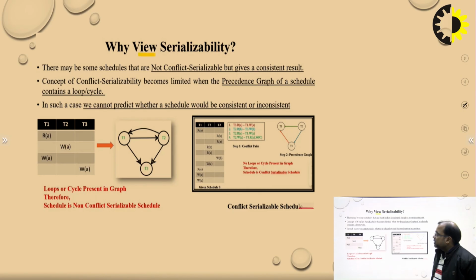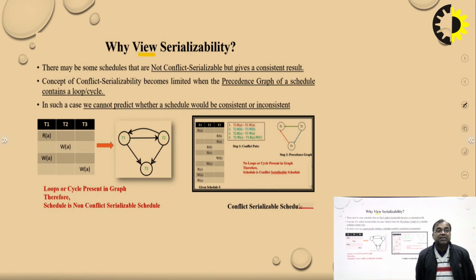So why view serializable, and what is this? If we talk about view serializable, there may be some schedules that are not conflict serializable, but still give a consistent result. There is no conflict, but they give the result in a consistent manner.